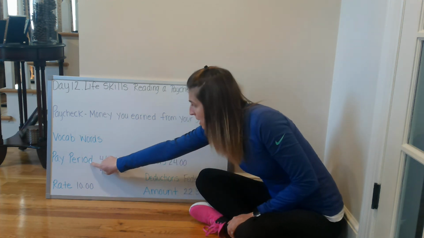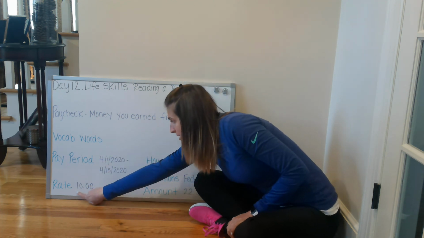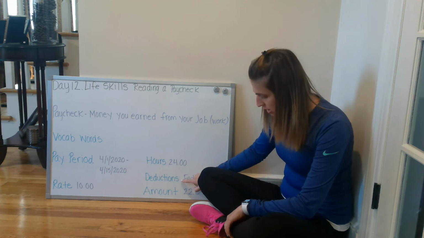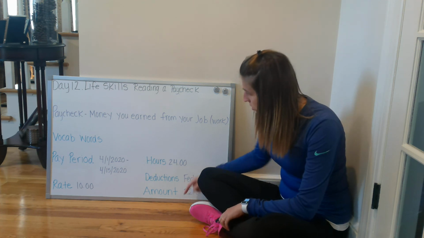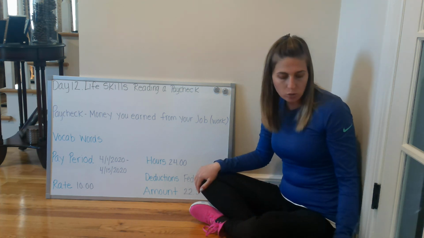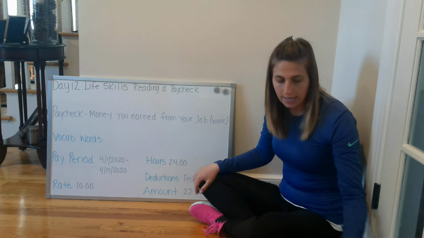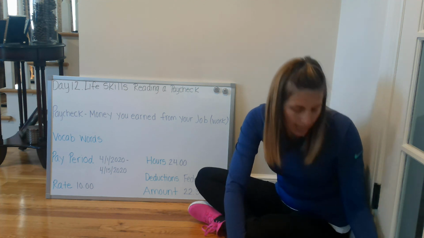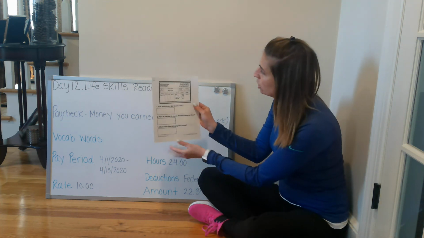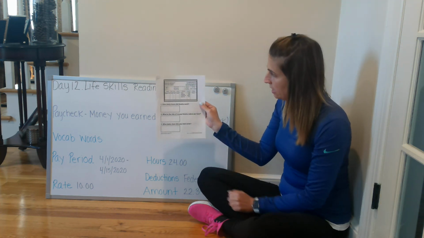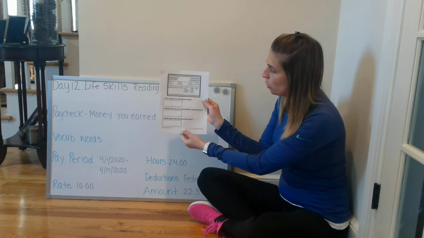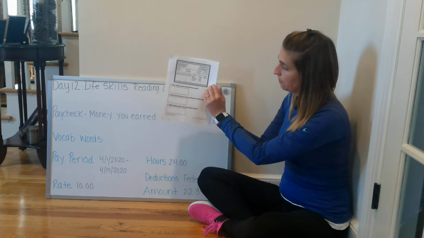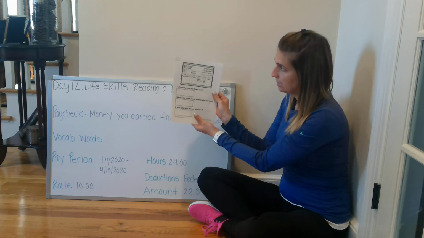So we have pay period, rate, hours, deductions, and amount, okay? What I would like you to do is get out your worksheet, and it's going to show a picture of a paycheck on it. It's going to look like this, and it's going to have questions that are stapled to it, okay? So I'd like you to get this.